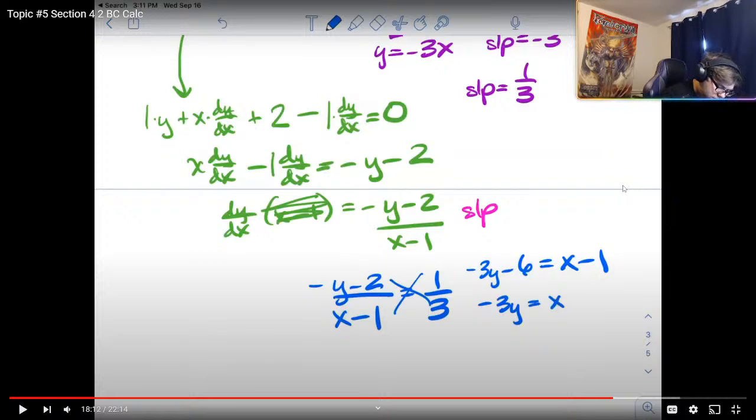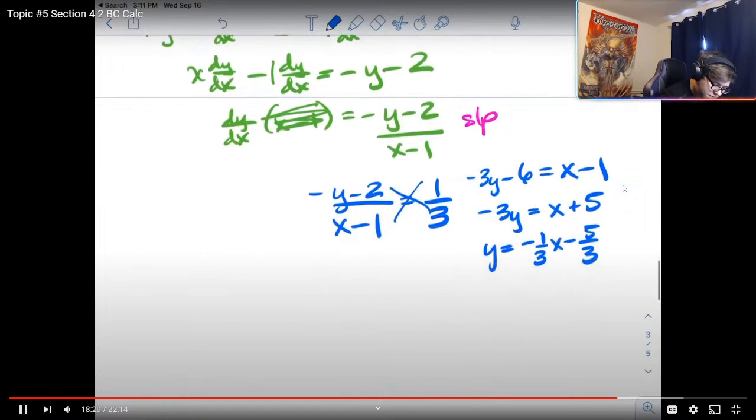It's equal to x plus 5. So I wind up getting 5, and then I will divide everything by 3. Or negative 3, wouldn't it be? By negative 3. So negative 1/3 x minus 5/3 is kind of the equation that I'm dealing with right now.